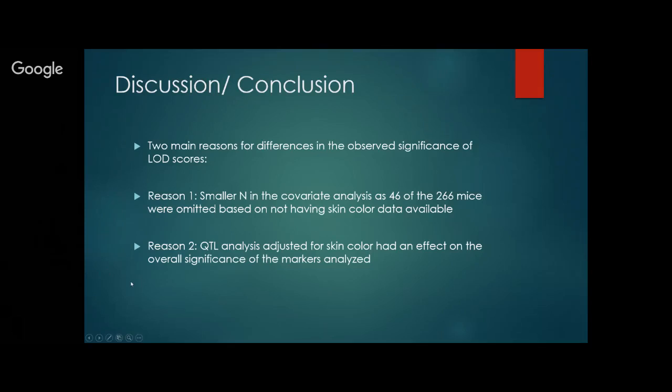More of a discussion. I think there are two main reasons for the differences in the observed significance of LOD scores. Reason one, there's a smaller N in the covariate analysis, as 46 of the 266 mice were omitted based on not having skin color data available, so that could significantly affect the results. And then reason two, which is what I was more interested in, is that QTL analysis adjusted for skin color actually had an effect on the overall significance of the markers analyzed.